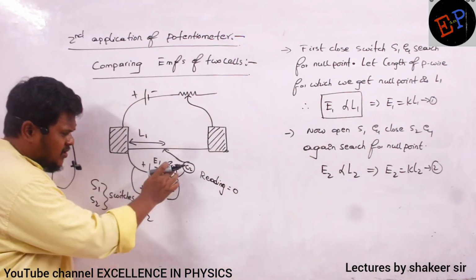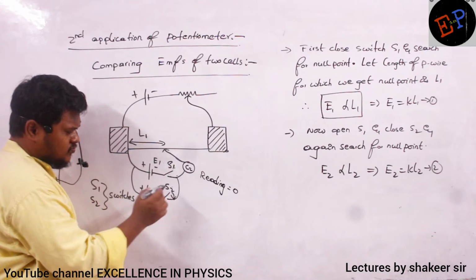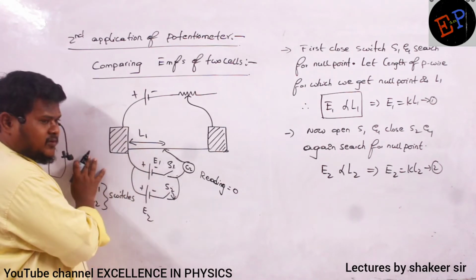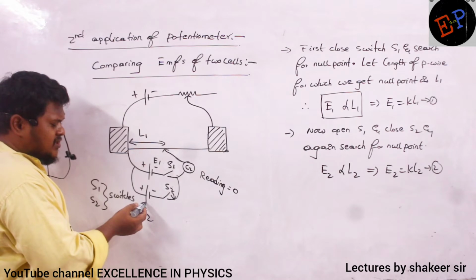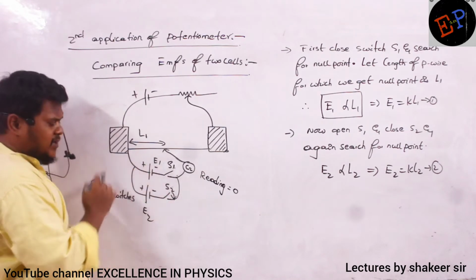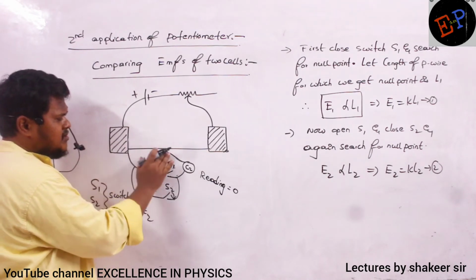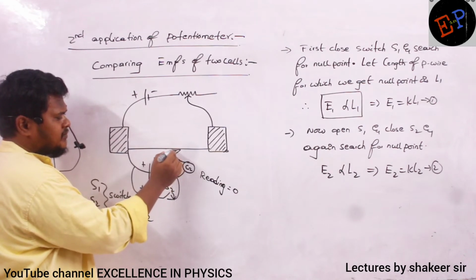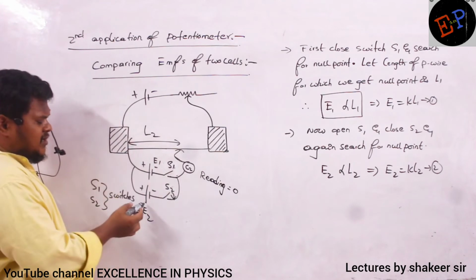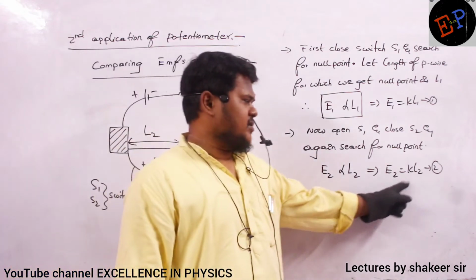First step done. Then I will open this switch S1 and close this switch S2. Are you able to understand? Now which battery is in the circuit, which is out of the circuit? E2 is present inside the circuit, E1 is out of the circuit because it is open. Current doesn't flow here. Now again you search for the null point. Let us consider I got a second null point somewhere up to here. This length I will call L2. So definitely I can say E2 is directly proportional to L2. So again E2 is equal to K into L2.